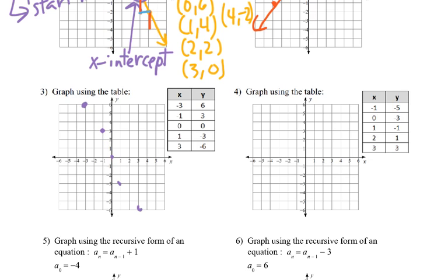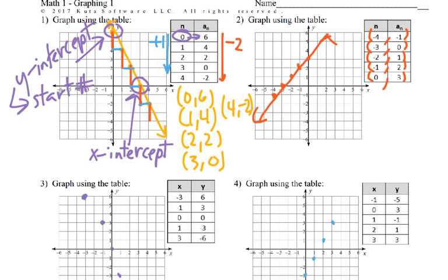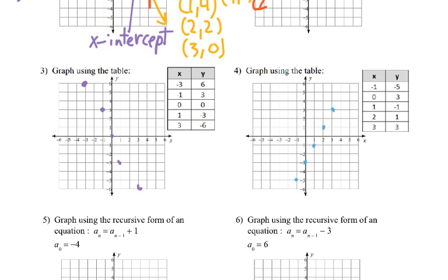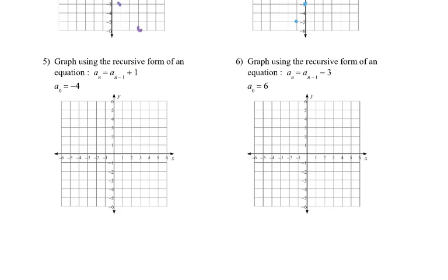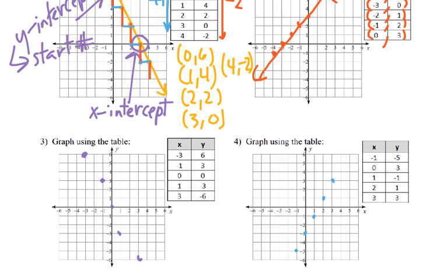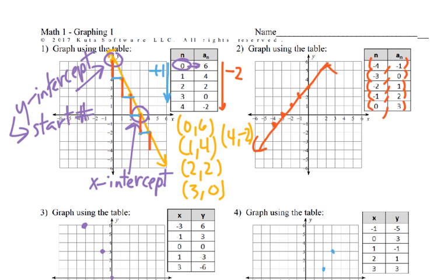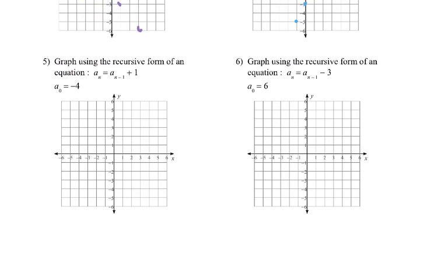Number 4, negative 1, negative 5, down here. 0, negative 3, 1, negative 1, 2, 1, and 3, 3. So like I said, on these tables, you can draw the line or you can leave the dots. Now, the recursive form, because essentially we talked about this being our growth, and this being our starting point, we can use that same idea.